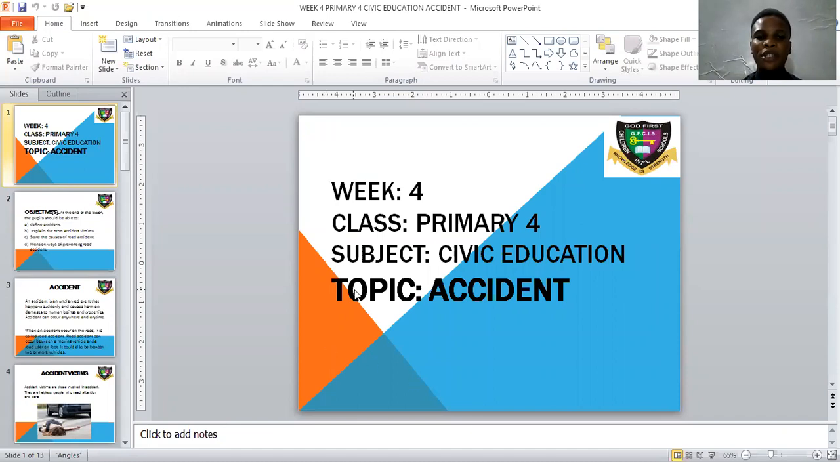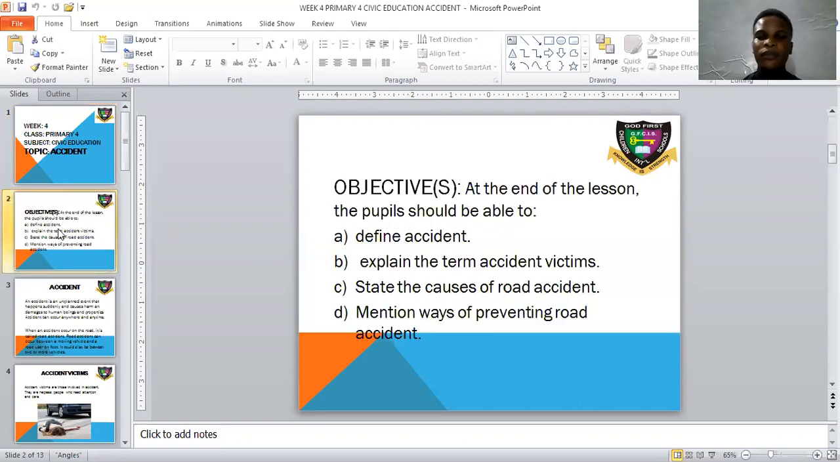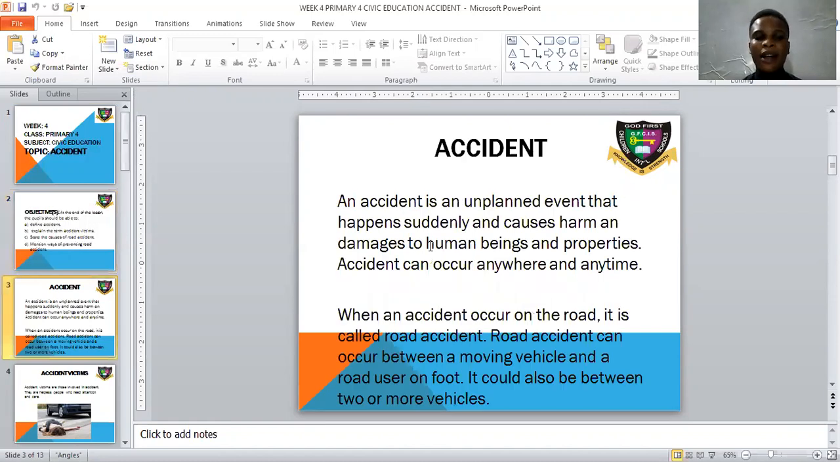Before we go into the definition of accident, let's quickly look at our lesson's objectives. The lesson's objective says, at the end of the lesson, the pupils should be able to define accident, explain the term accident victims, state the causes of road accident, and the last but not the least, mention ways of preventing road accident. Have a look into the objectives, which are the things we are expected to cover during the course of our discussion.